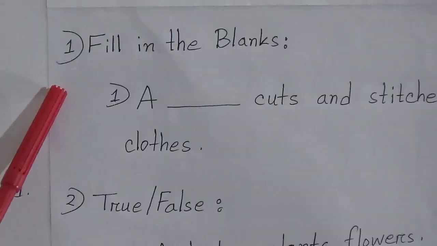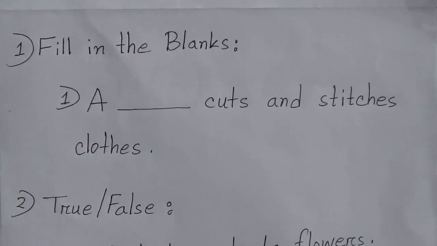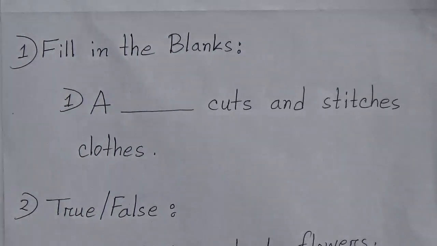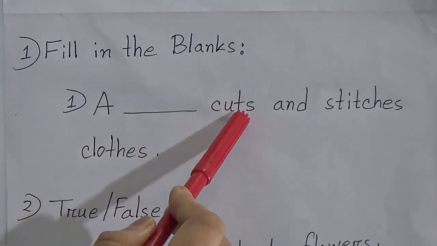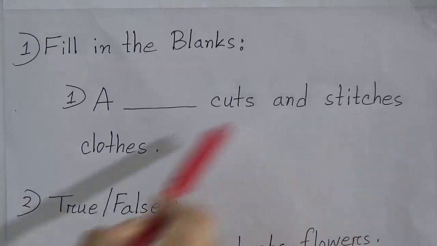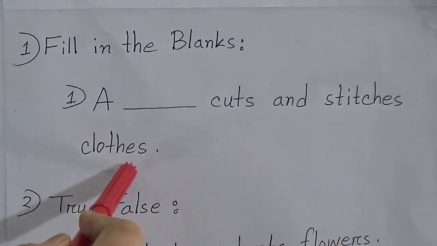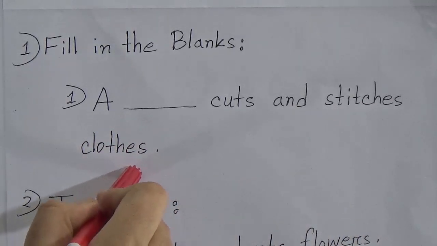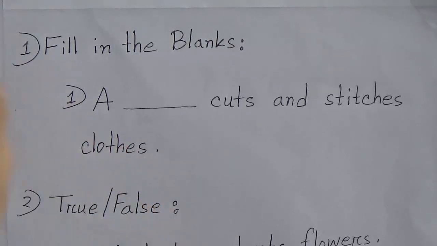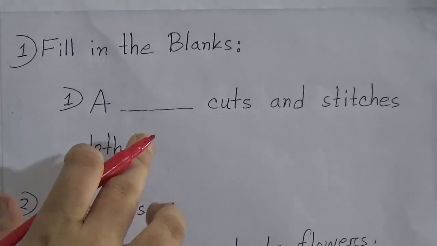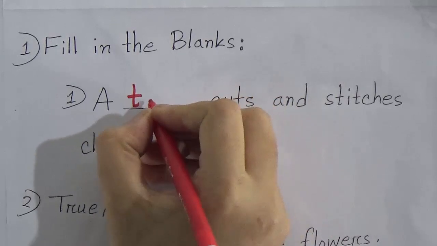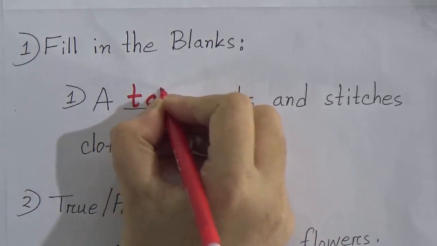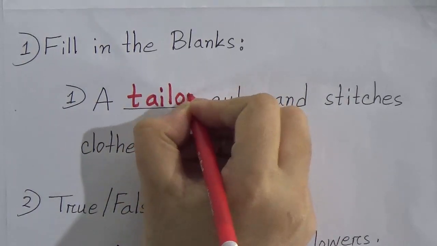Our first exercise is fill in the blanks. And here is only one fill in the blank. A dash cuts and stitches clothes. Who cuts and stitches clothes? Think about that. Yes, tailor. He is a tailor. So we will write here tailor. Tailor spelling: T-A-I-L-O-R, tailor.